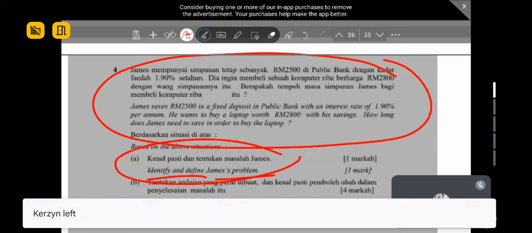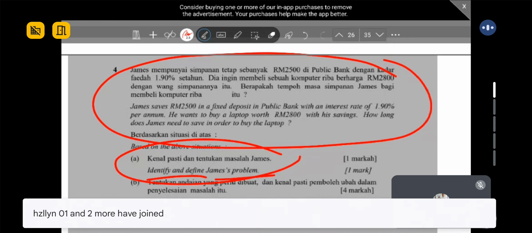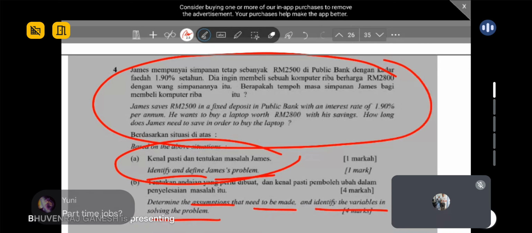Anyone? Come on. Kamu kena cuba, guys. You have to try. If you want to understand this Form 5 Chapter 8, Mathematics, pemodelan matematik ni, kamu memang kena cuba. Kalau tak, sangat susah.